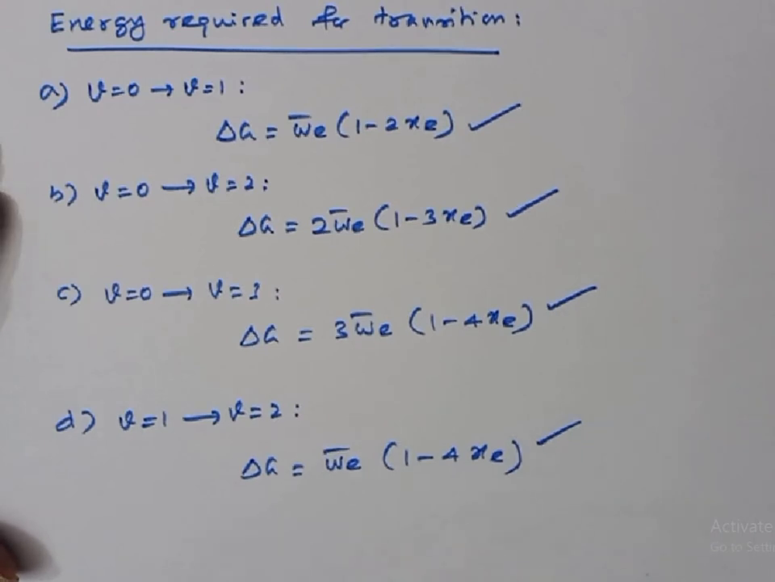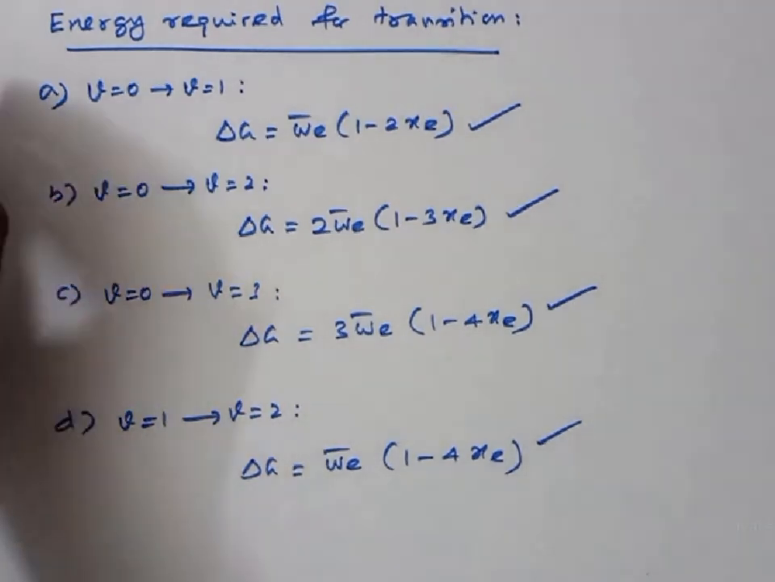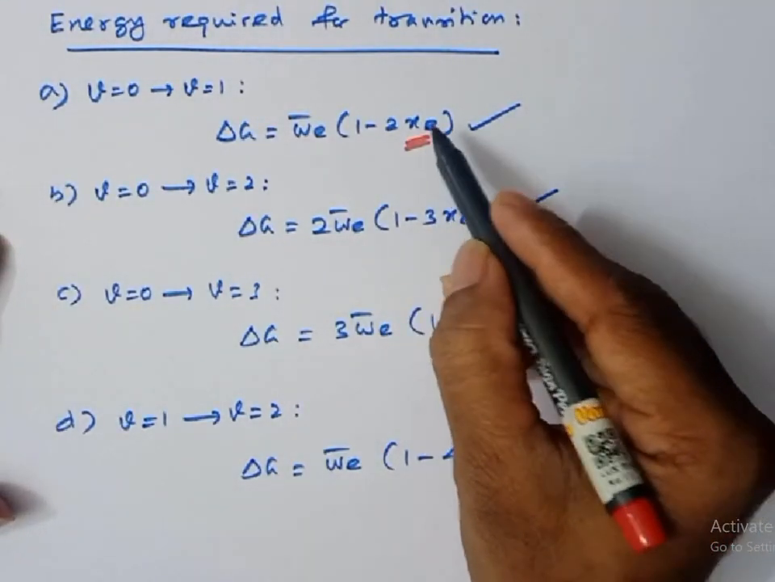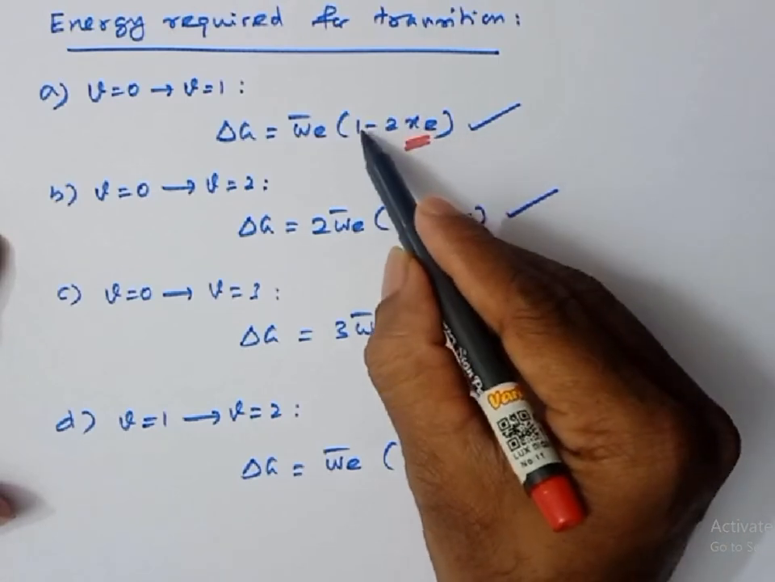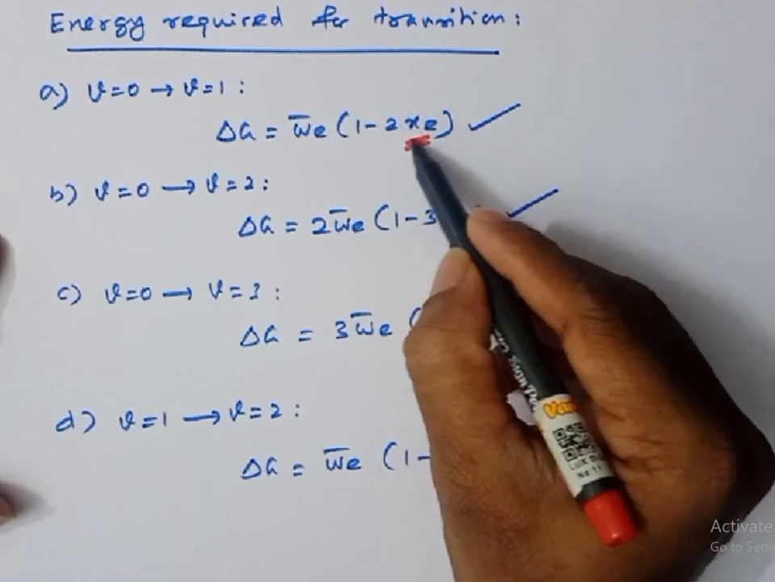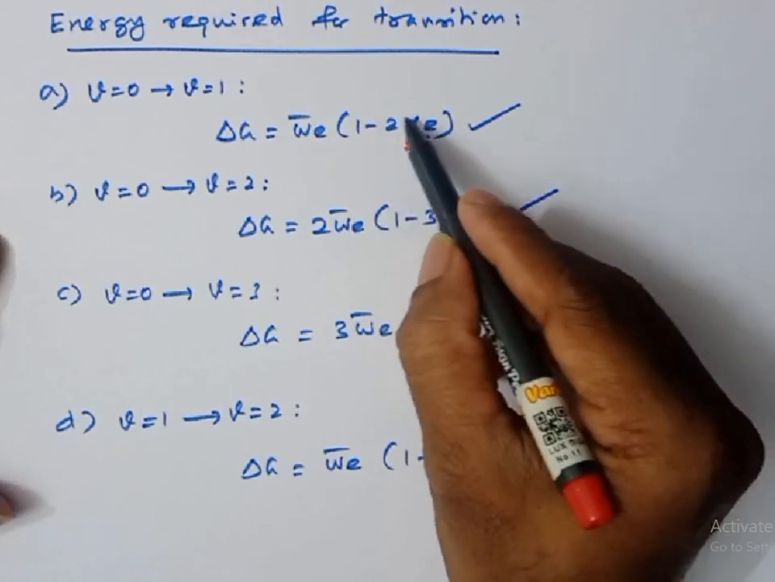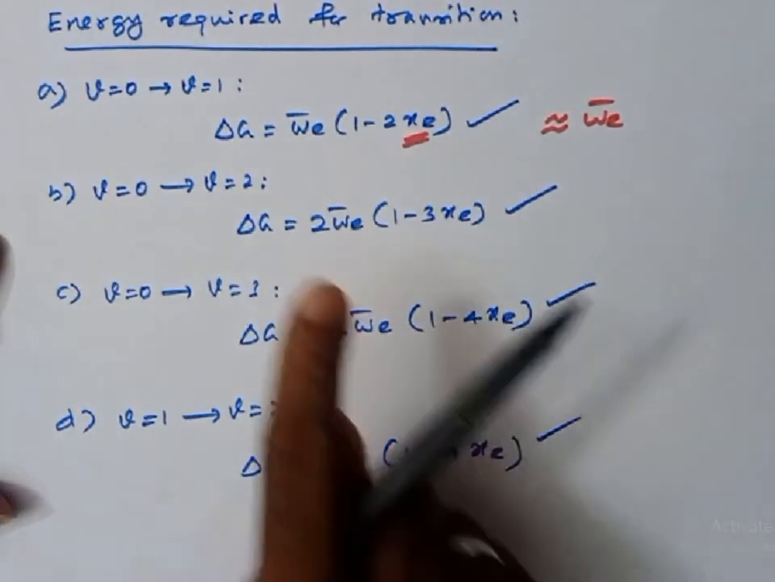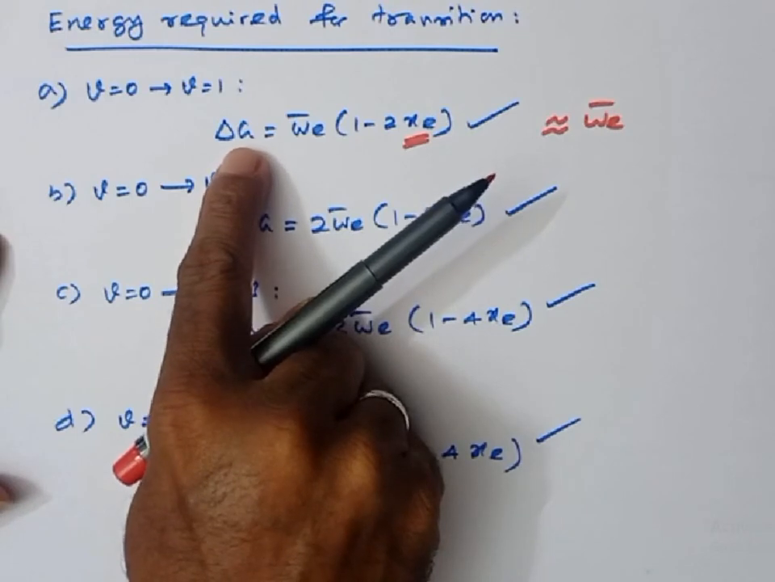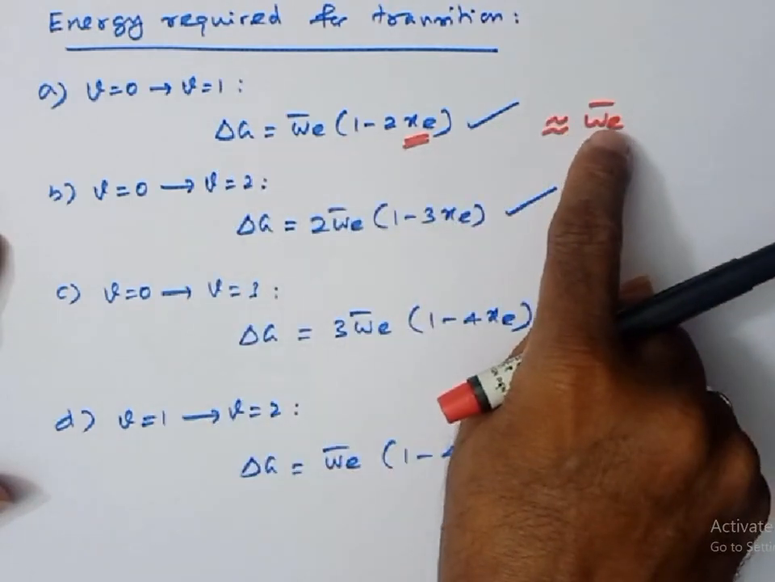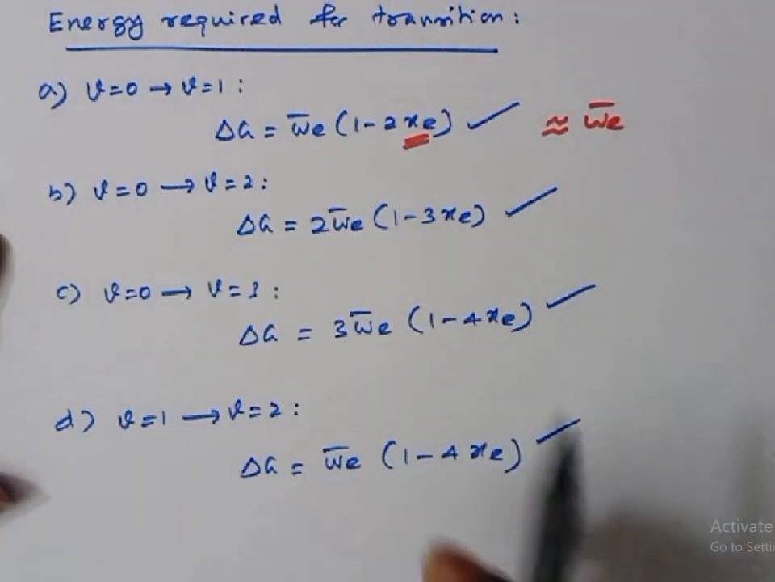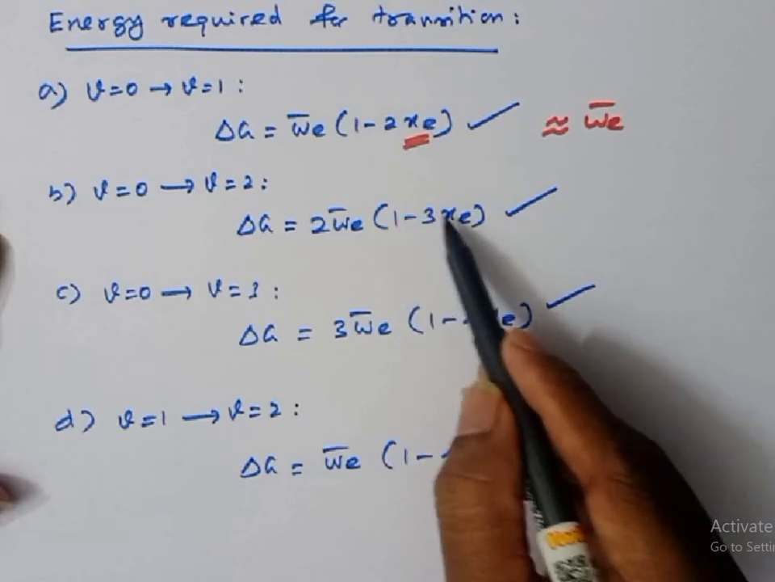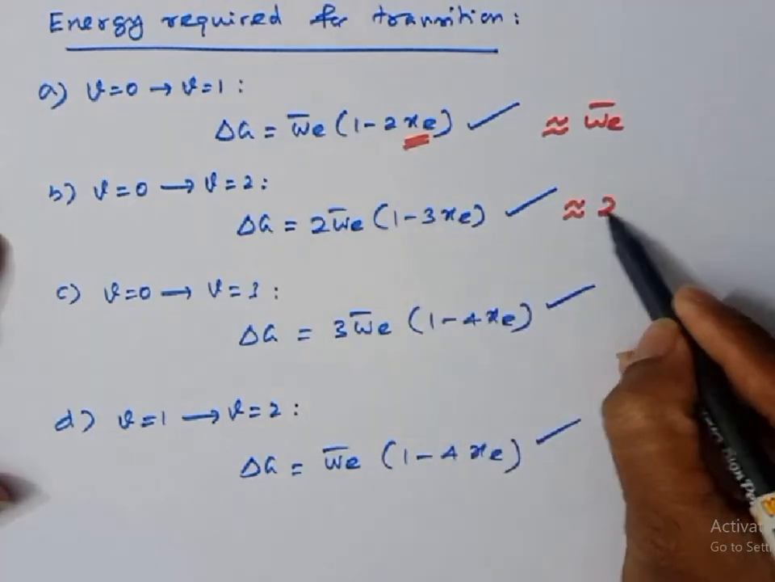Then here I would like to give an important point, that the xe value is very small. Since the xe value is small, 2xe is also small, so you can neglect this. If you neglect this, then this value is roughly equal to omega_e bar. So the energy required for the fundamental vibrational transition is roughly equal to the equilibrium vibrational frequency of that bond. Similarly here, 3xe is also very small compared to 1, therefore you can neglect this. Then this is roughly equal to 2 times omega_e bar.